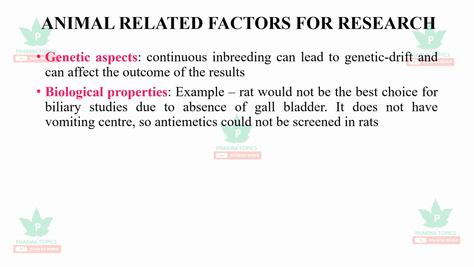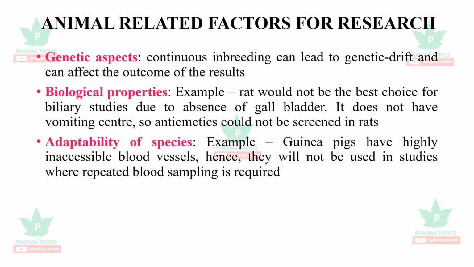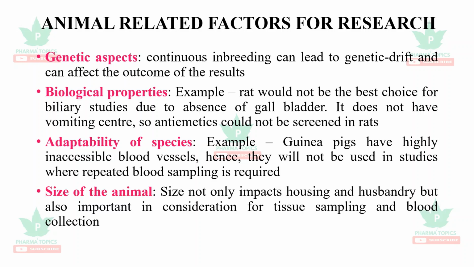Biological properties. Example, a rat would be the best choice for biliary studies due to absence of gallbladder. It does not have a vomiting center, so antiemetics could not be screened with rats. Adaptability of the species. The guinea pigs have highly inaccessible blood vessels, so they cannot be used for studies where more blood sampling is required. So they may go for rabbits or rats.